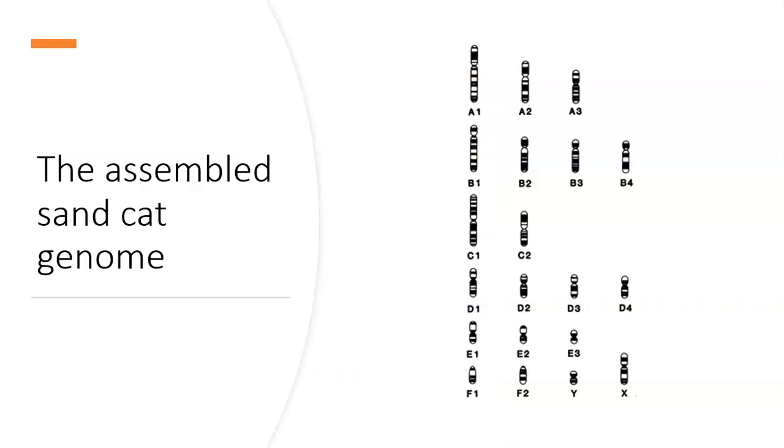So the assembled Sandcat genome also has 19 pairs of chromosomes, including 2 sex chromosomes, X and Y. Interestingly, the human chromosomes are numbered from 1 to 23, but for the house cat and also the Sandcat, we have A1, A2, and A3, B1 to B4, C1 and C2, D1 to D4, E1, E2, and E3, and F1 and F2. So we have these chromosome groups, groups A, B, C, D, E, and F, of different numbers of chromosomes, and then X and Y, the 2 sex chromosomes. X for female, Y for male.